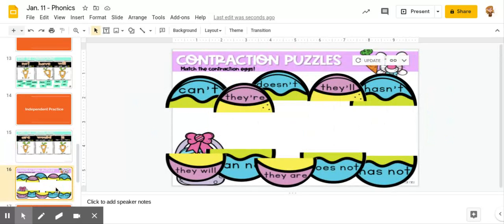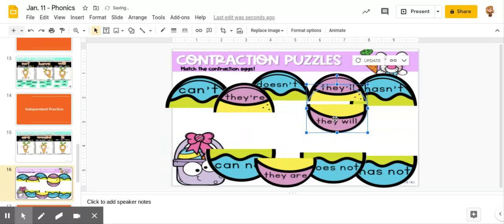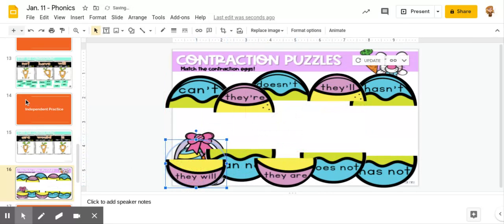And then we have a sorting of Easter eggs, and you're going to pull up the bottom of the egg and match it to the top of the egg. So this is they will, and you're going to make it into they'll. So that's how you do that. And then you're going to turn that in to me as your completed assignment today.